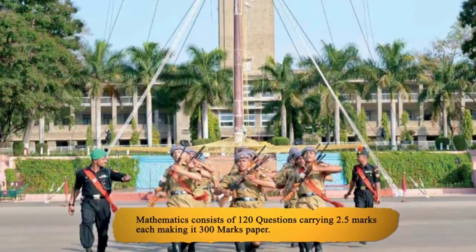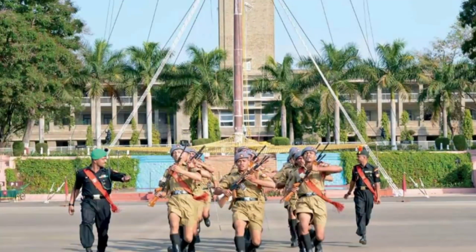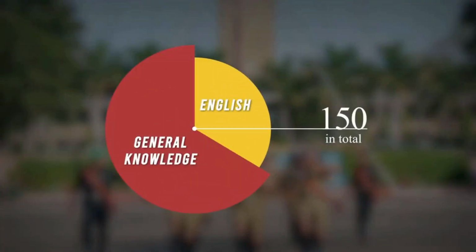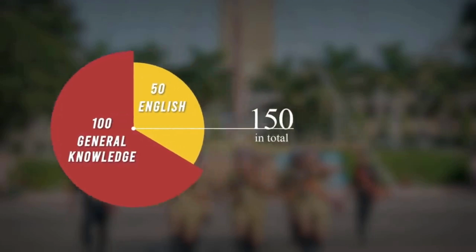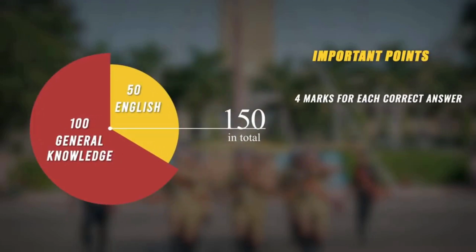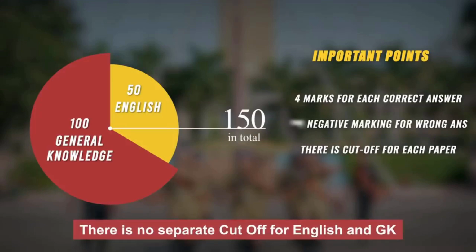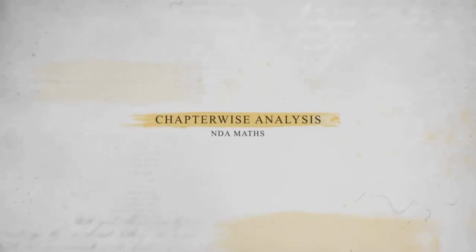In Paper 2, that is, General Ability Test, there are two sections, English and General Knowledge. It contains a total of 150 questions, out of which 50 questions are from the English section, and 100 questions are from the GK section. For every correct answer, you will get 4 marks, and for every wrong answer there is a negative marking of 1.33 marks. There is a sectional cutoff of 25% of total marks in both papers, which varies accordingly. Let's go ahead and see the chapter-wise analysis in both the papers.